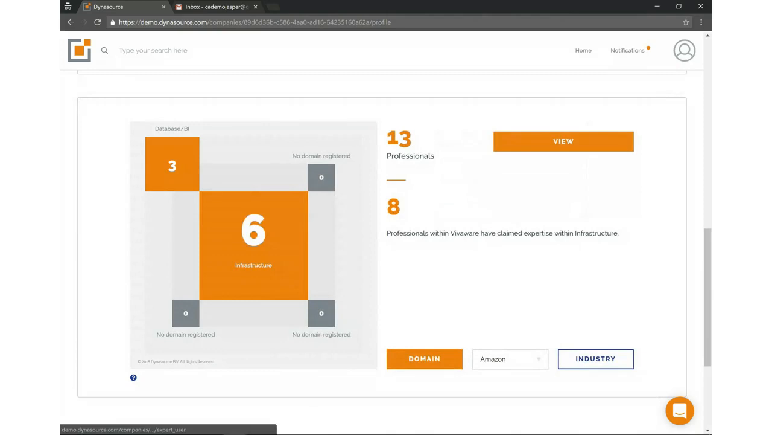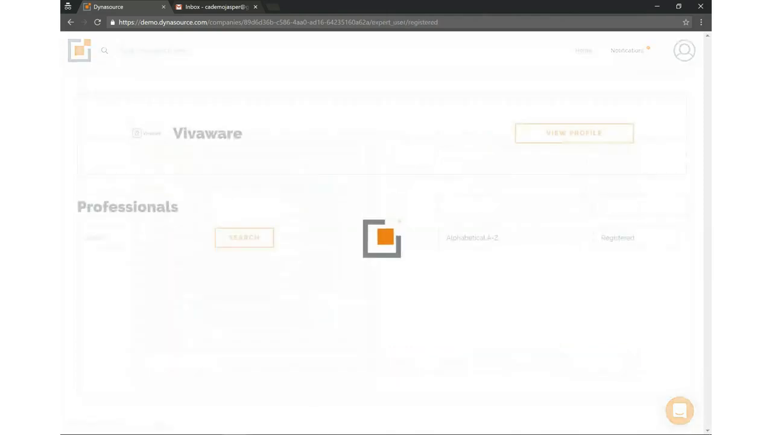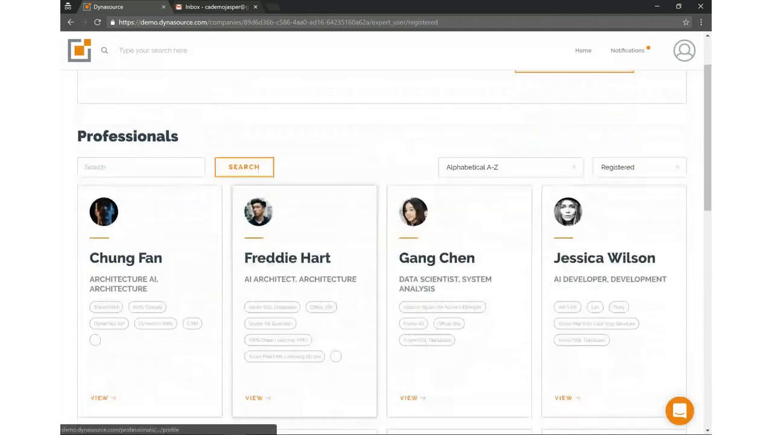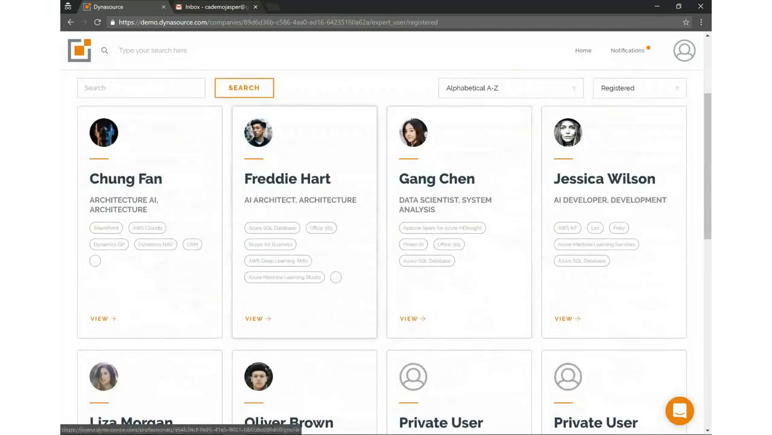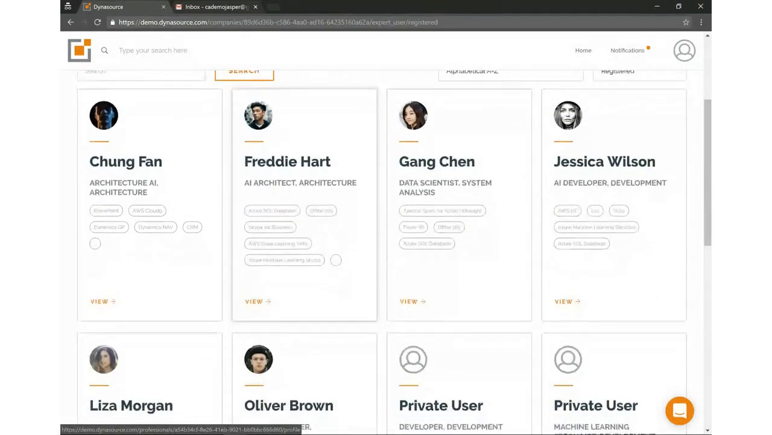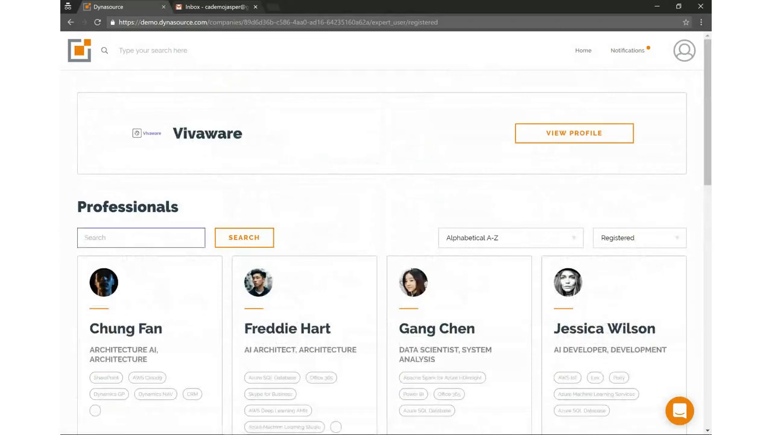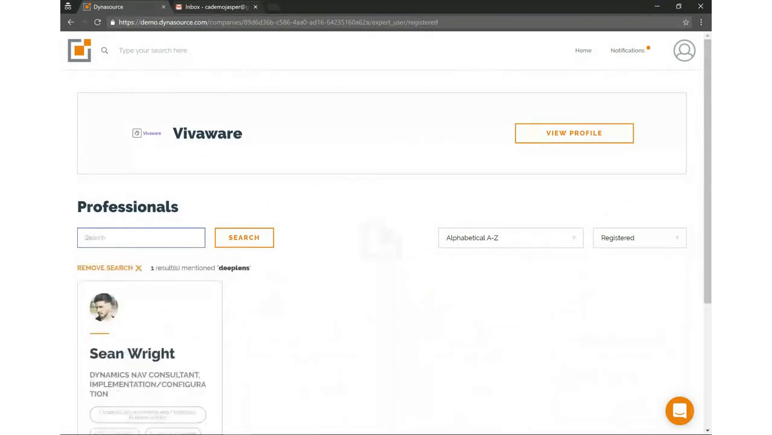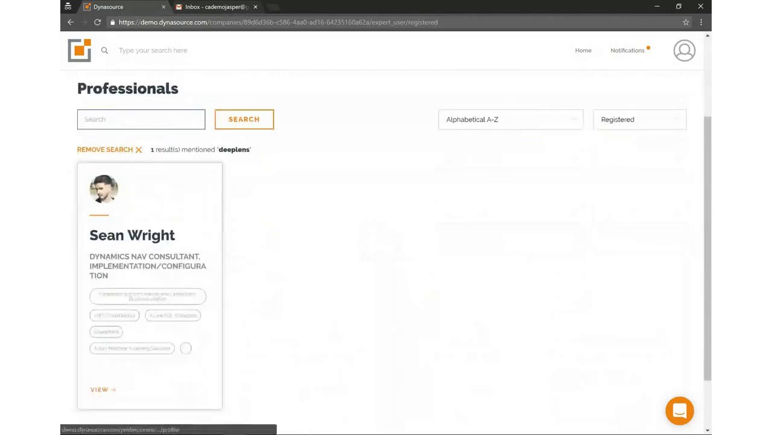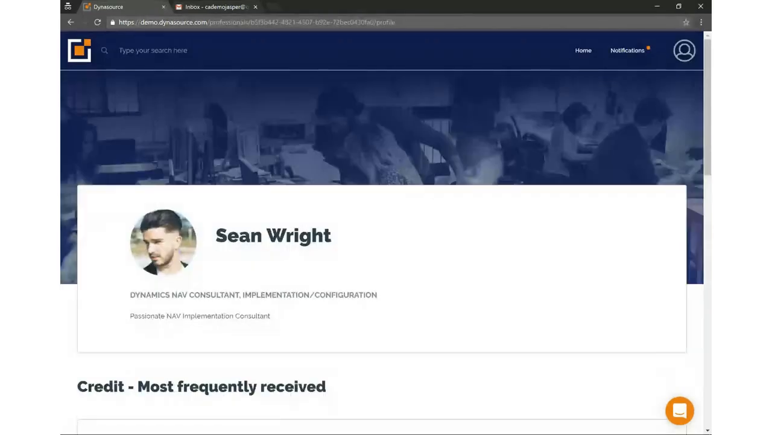I can go into the list of professionals that are working here. I can see their names and the product skills that they have, and I can use the search to find a specific professional. I just saw AWS DeepLens passing by. If I search, I will find the one person who claimed this skill, which is Sean. And I can view Sean's profile to see if he also has received credits for AWS DeepLens.